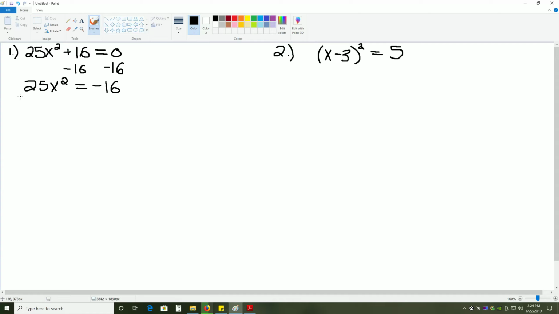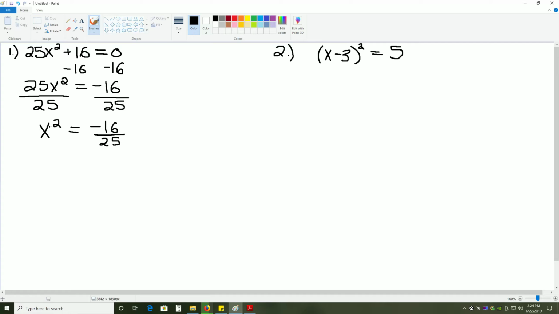Then from here, we will divide each side by the number in front of our x squared to get the x squared alone. So we'll divide each side by 25 to get x squared equals negative 16 over 25.